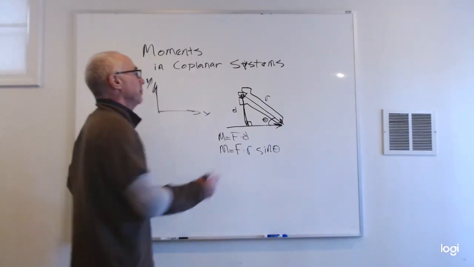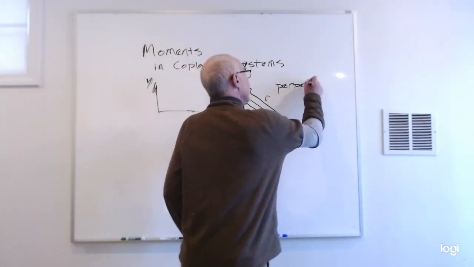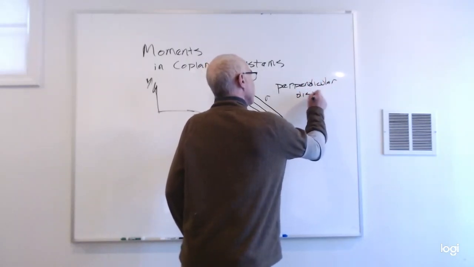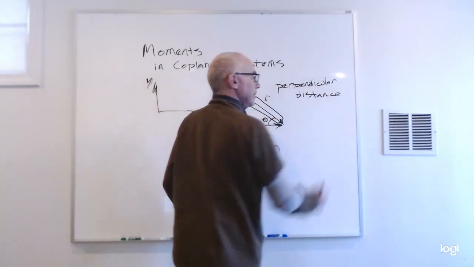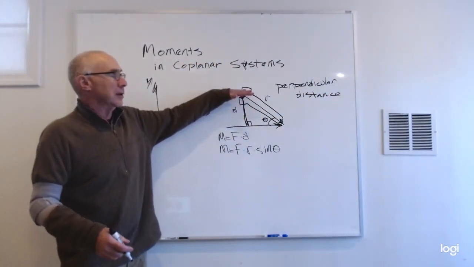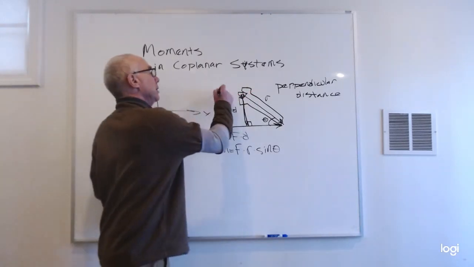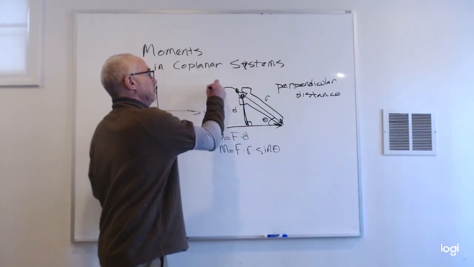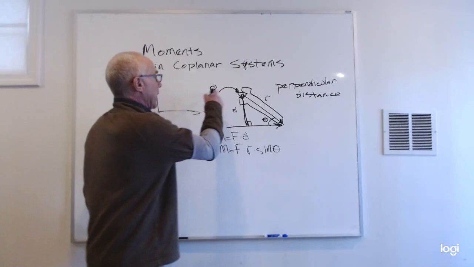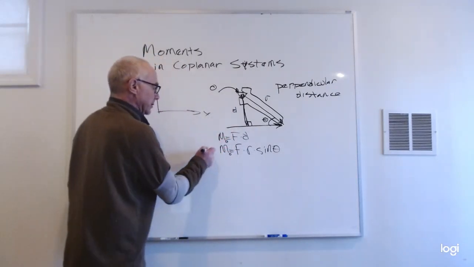Perpendicular distance. Remember that word, perpendicular distance. You can't just multiply by any distance between our force and the point at which you're evaluating the moment, which in this case is this point here. That's typically a point O where we're evaluating the moment, so if I had an O there, I would put a little subscript over here. And these are magnitudes.